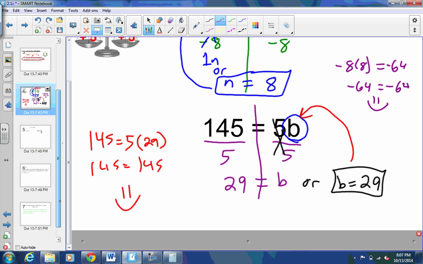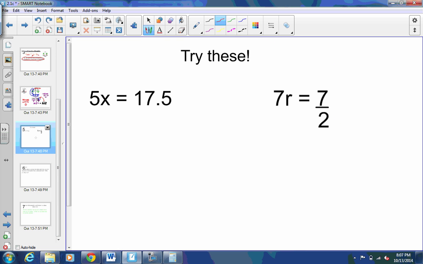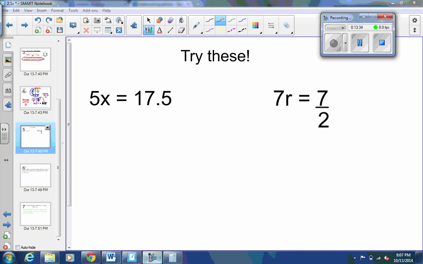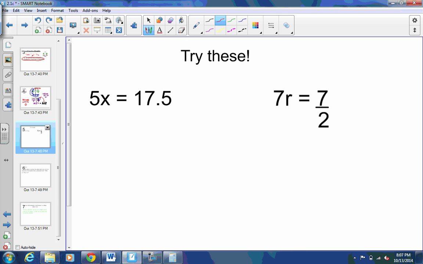Okay? So, I want you to try these two. If you want, you can pause it. I would like to see your work for these. Alright, here's what we're going to do. Same thing. To get rid of this 5, because we want to isolate the x, divide both sides by 5.